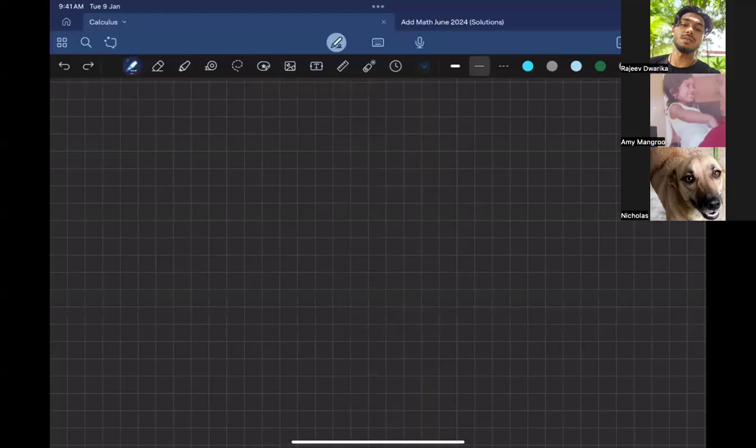Right. So today we'll be looking at the intuitive approach to differentiation using limits. First of all, what is limits?